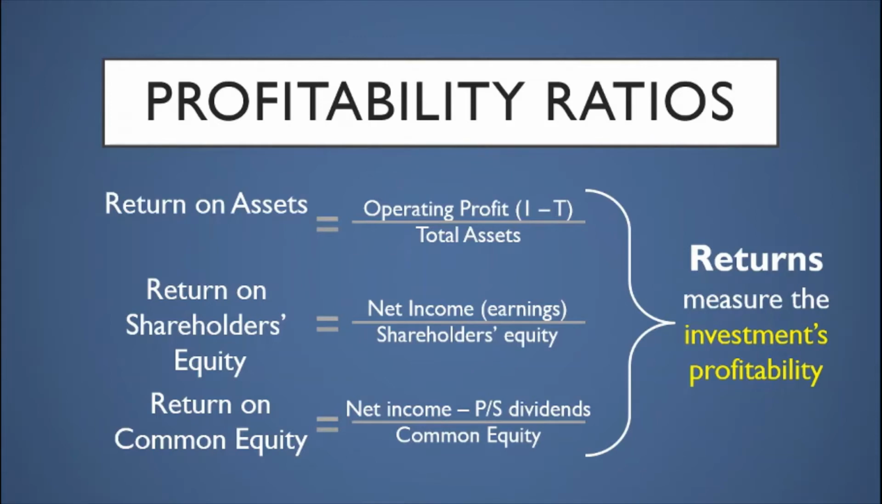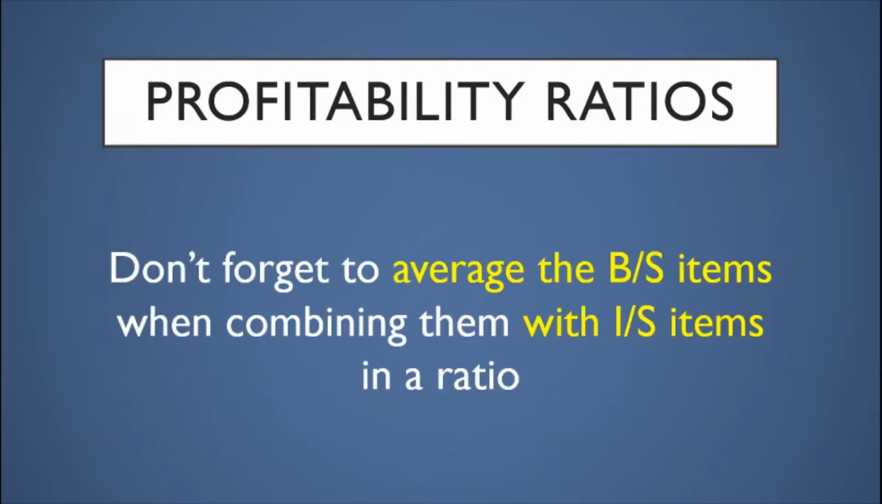Again, the numerator should be consistent with the denominator. Whatever the denominator is, the investment, whether total assets, shareholders' equity, or common equity, the numerator should be the profit figure that is due to them. And do not forget, average the balance sheet items, beginning and ending balance, when combining them with the income statement items in a ratio. This is for them to be consistent, to be representative of a period.